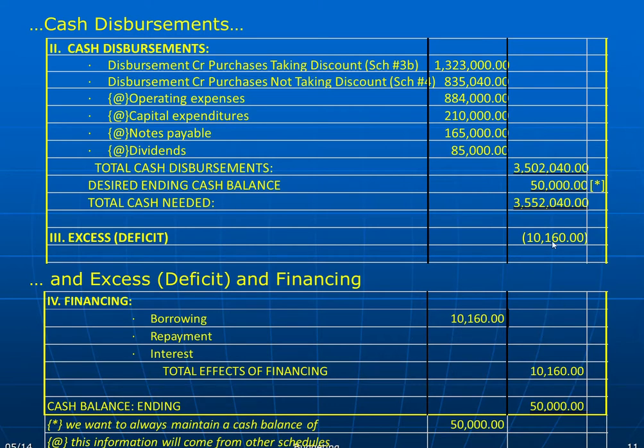What would have happened here if we would have had a surplus? Then we would look over here at what do we do with that surplus, which would be to pay down short-term debt, so forth and so on. So the net effects of financing is to borrow $10,160,000. That will leave us with our ending cash balance of $50,000.